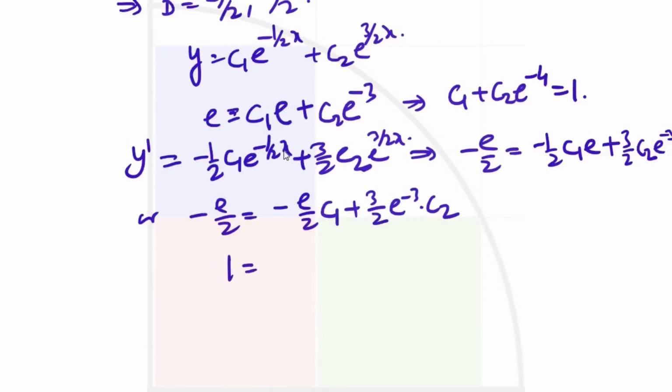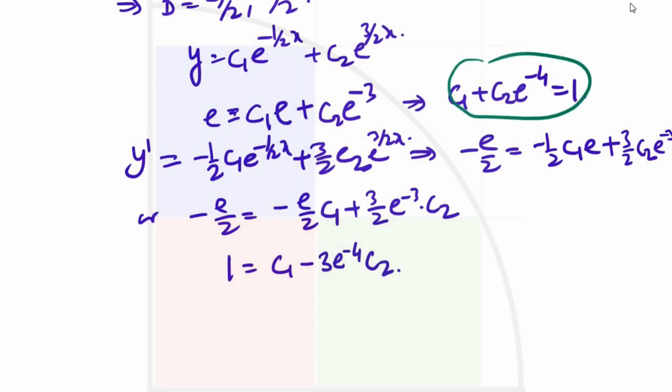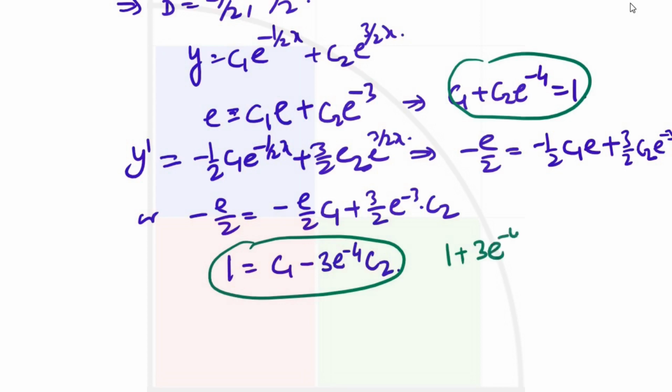This will give us 1 is equal to c1 minus 3 e to the power 4 c2. So we have these two equations, one is here and another is here. We can find out what the constant values are. So first of all, c1 will become how much? 1 plus 3 e to the power 4 c2 is equal to 1 minus c2 e to the power 4.